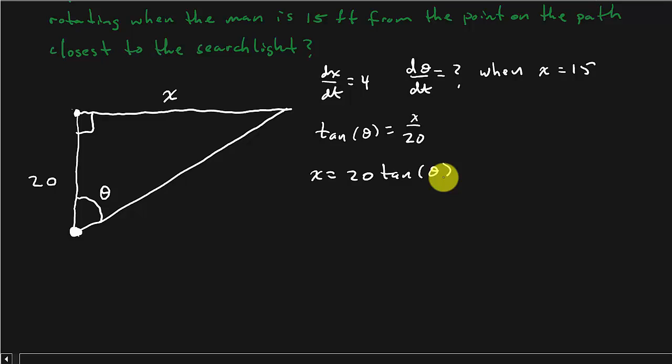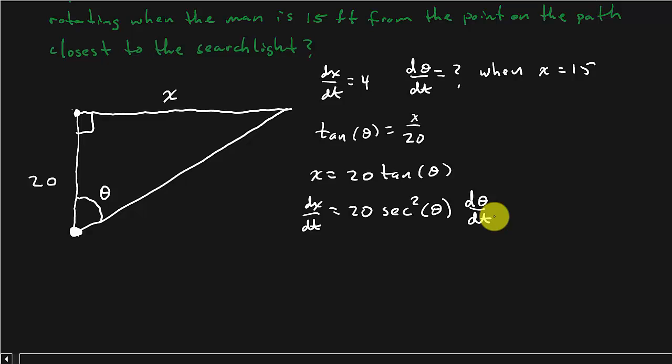I just went ahead and solved it for x. I don't think it really matters if you solve for x or not. So now let's take the derivative. I've got dx dt is equal to 20 secant squared theta. Remember, the derivative of tangent is secant squared. And then don't forget times d theta dt.